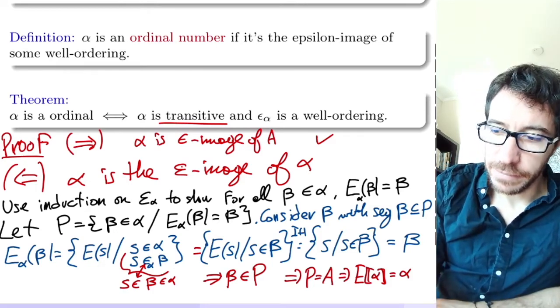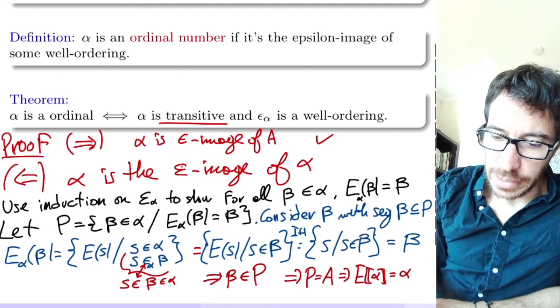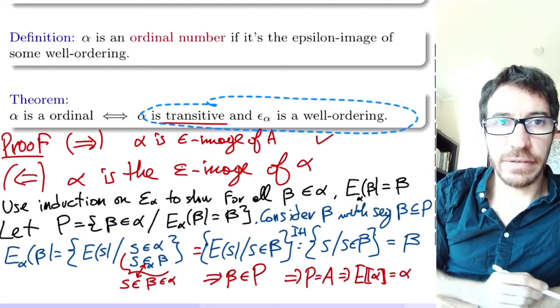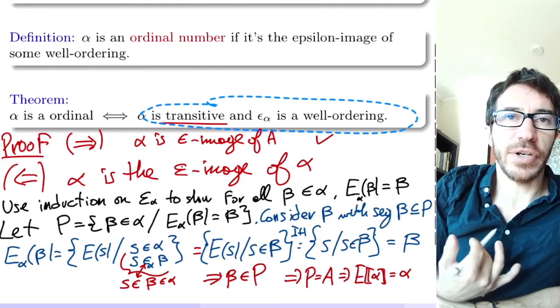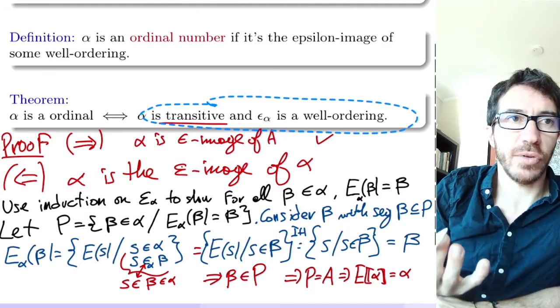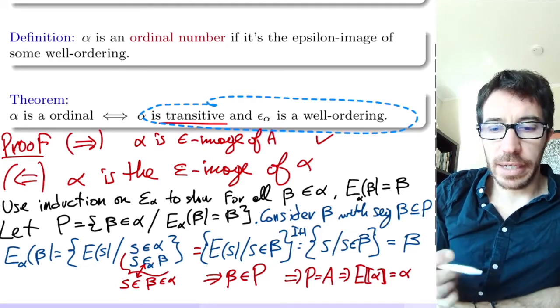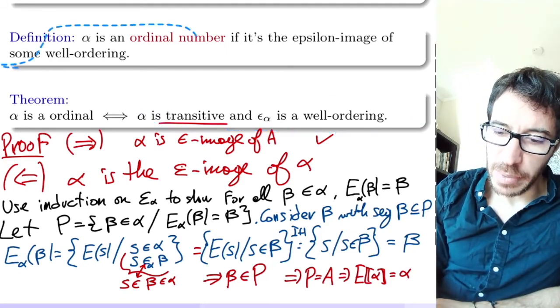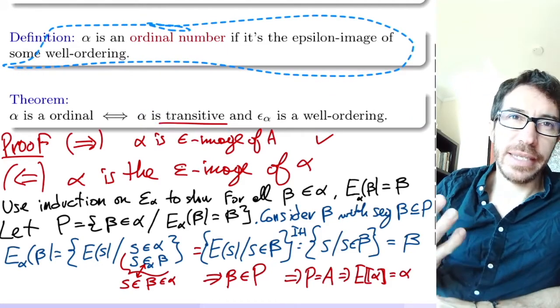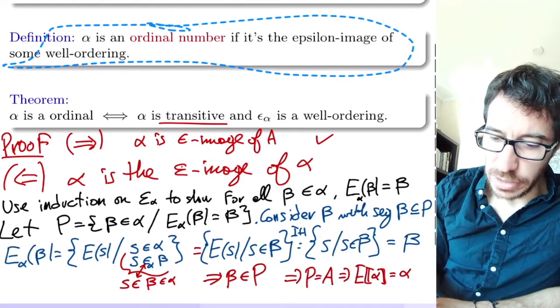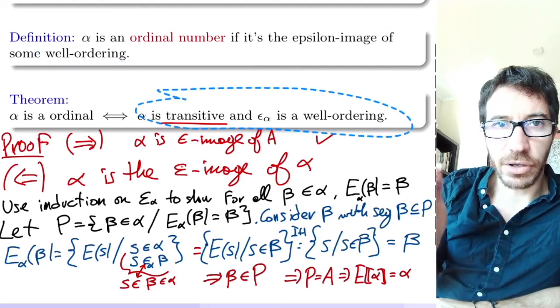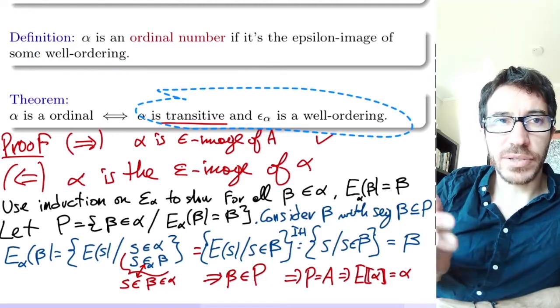In this case, under these assumptions, that alpha is transitive and well ordered, alpha is the epsilon image of itself, and therefore it's an ordinal number. Okay, so this definition here, that you're an ordinal number if you're the epsilon image of somebody, is a bit indirect. This one is very direct. You have a concrete property of what it means to be an ordinal.